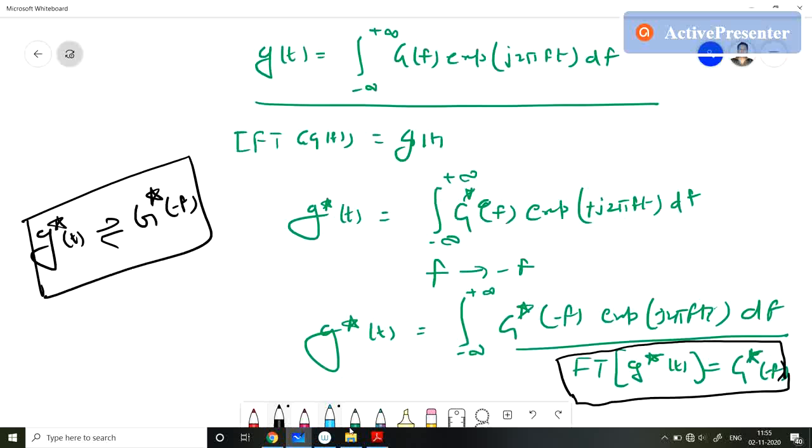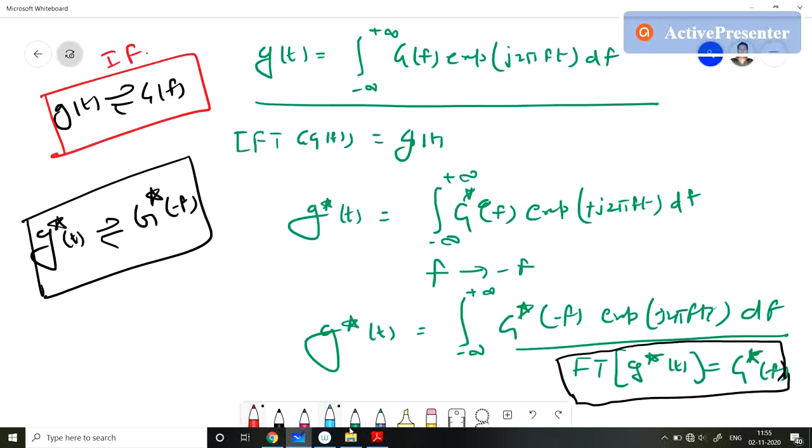So the property is, if g(t) has Fourier transform G(f), then g conjugate t has Fourier transform G conjugate of minus f. This rule is called the conjugation rule.